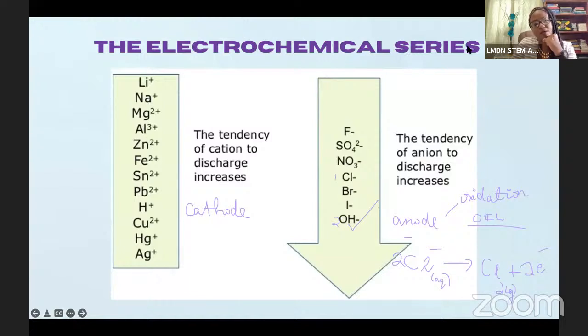Anybody? Jamar, did you want to go again? I see that you're highlighted.